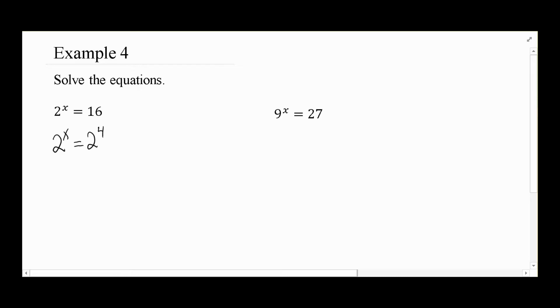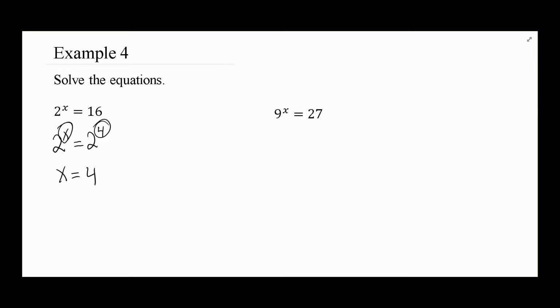The uniqueness property of the exponential now says because I have this equality of exponentials where the bases are the same, then the exponents must also be the same. And I can just set them equal to each other. In this case, x must equal 4. And that solves the equation that we've solved for x.